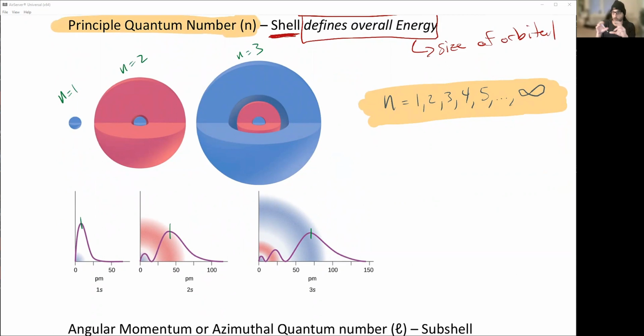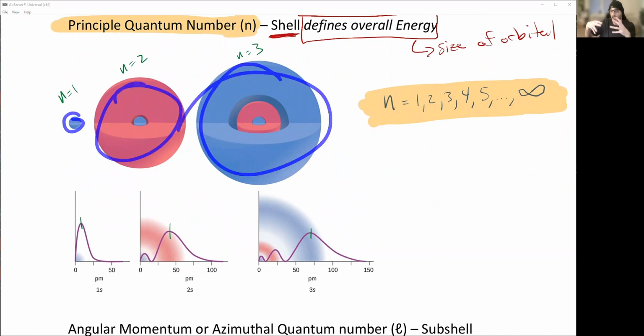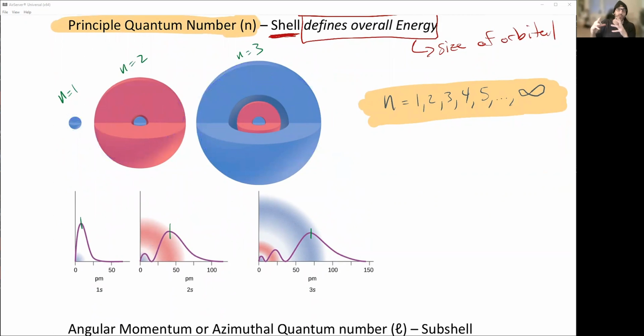Don't worry so much about the radii that we're seeing here. What we're simply saying is n equals 1, n equals 2, n equals 3. They're getting bigger and bigger because those electrons are moving further and further away from the nucleus. Good. So the principal quantum number tells us size, tells us overall energy, and it's defined as the shell.